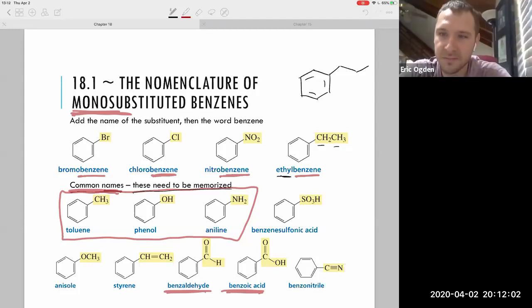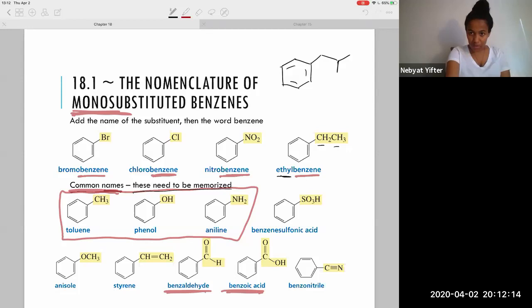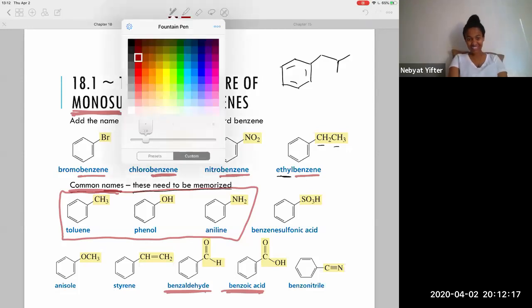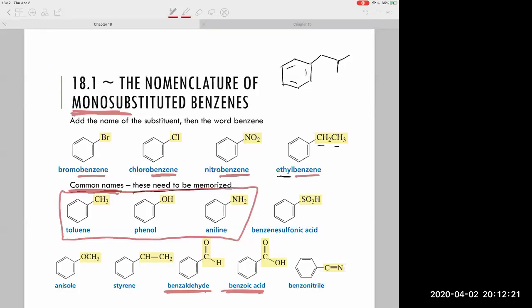Propylbenzene. Propylbenzene, awesome. All right, and then what if we have a substituent off of that as well? 1, 2, 3, 4. Isobutylbenzene. Yeah, totally. So you can go iso with it, right? But in terms of our common names, let's just note we would number 1, 2, 3.